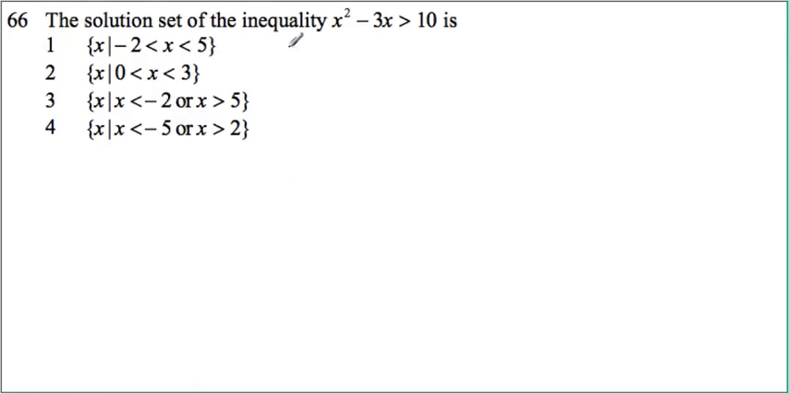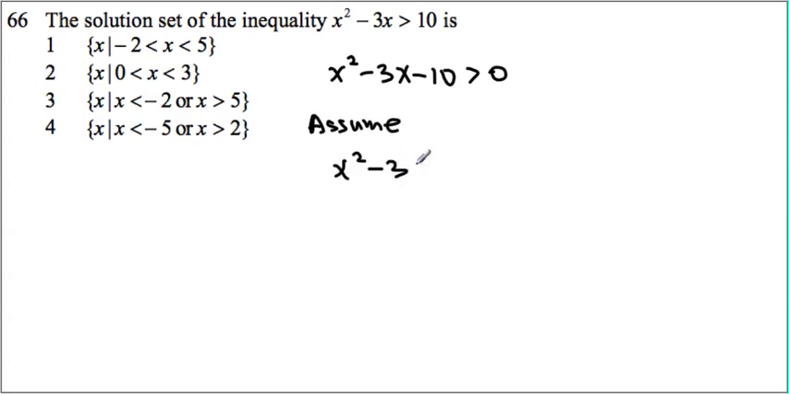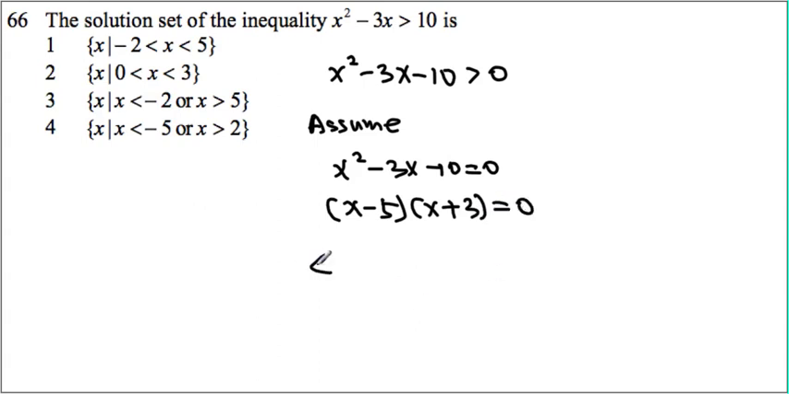Alright, here we are looking at the quadratic inequalities now. Let us try to look at them together. The first step would have been subtracting 10, so x squared minus 3x minus 10 is greater than 0. Now next we have to set them equal to 0. So assume x squared minus 3x minus 10 equals 0. Then when you factor them, x minus 5 and x plus 3 is equal to 0. Then here we get negative 3 and then positive 5.